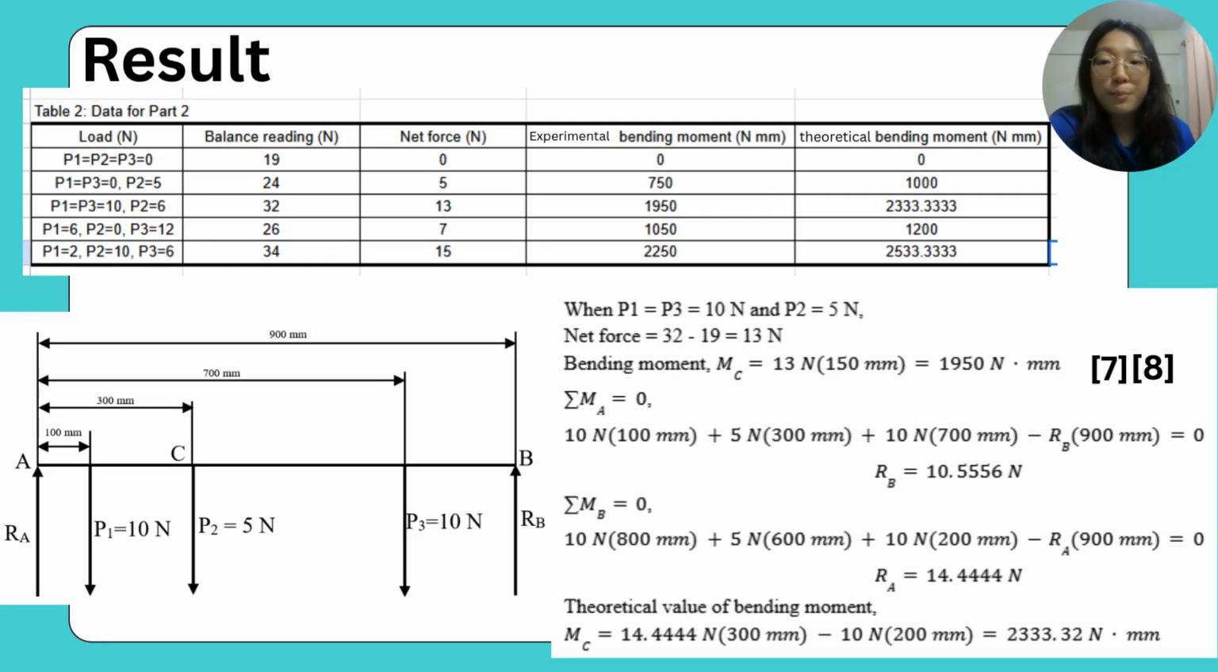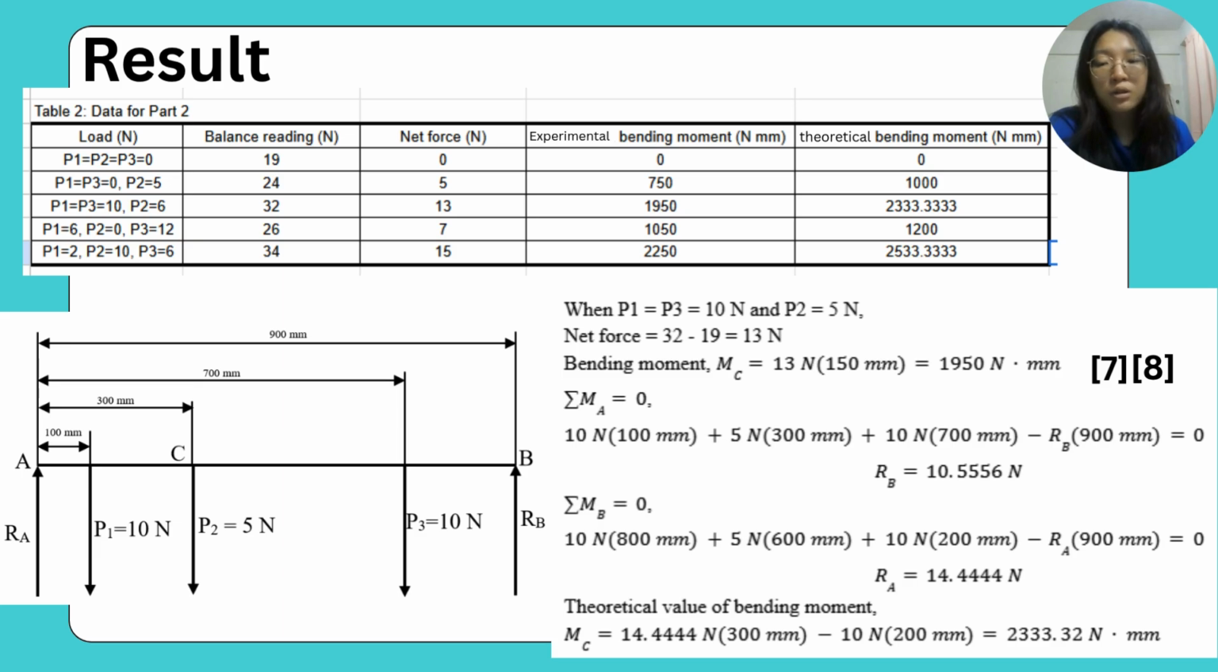So for the result in part 2, when the load P1, P2, P3 is equal to 0, the balance reading is 90 Newton and the net force is 0 Newton. So when P1, P3 is equal to 0 and P2 is equal to 5, the balance reading is 24 Newton and the net force is 24 Newton minus 90 Newton, which is the net force 5 Newton. And for P1, P3 is equal to 10 Newton and P2 is equal to 5 Newton, the balance reading is 32 Newton. So the net force is 32 Newton minus 90 Newton, which is 13 Newton.